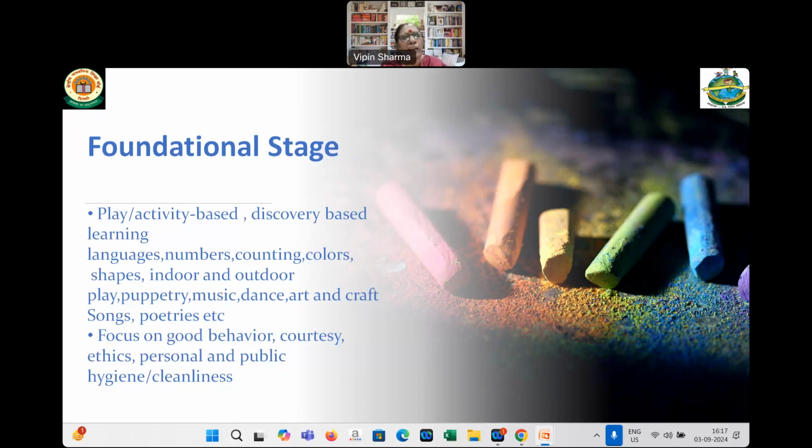Let the child come loving the school. If I ask you a question, which is the most awaited period in school by the students, they will say, ma'am, art period, ma'am, games period, ma'am, music period. Then fourth, they may say, ma'am, library period, right? Why? Because there the teachers inculcate not only a value system, but they create a light atmosphere in the class. They give a good environment in the classroom. That is why they are very, very happy.